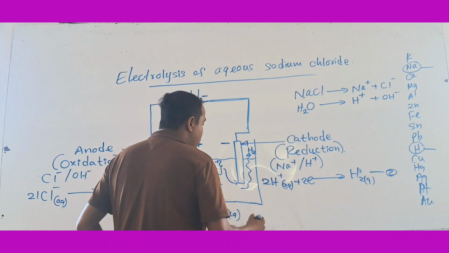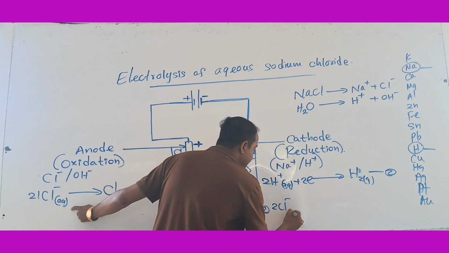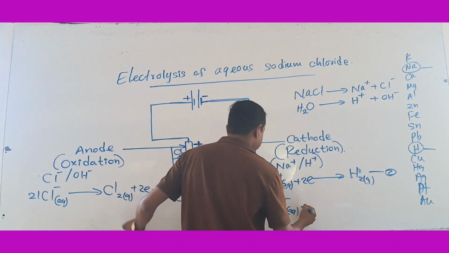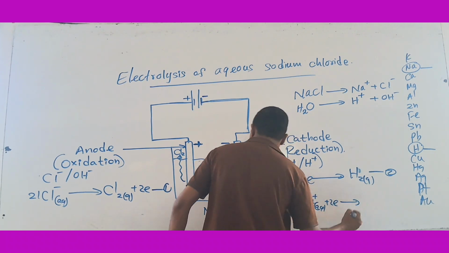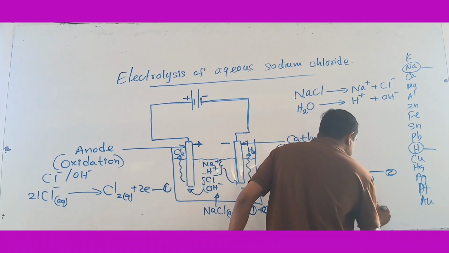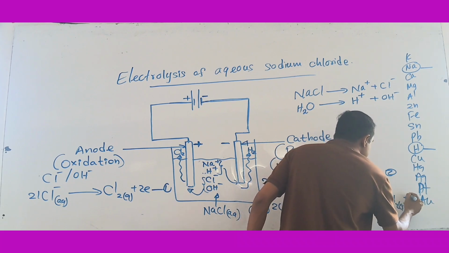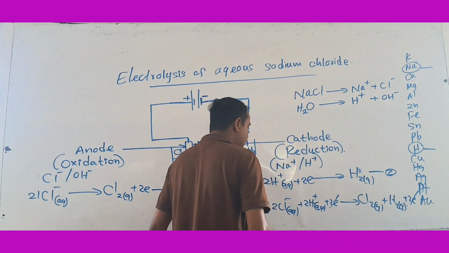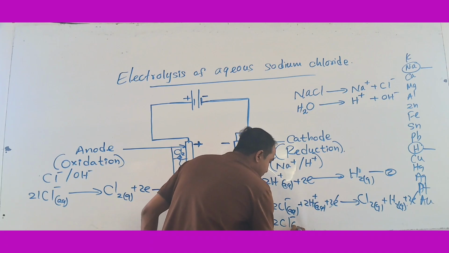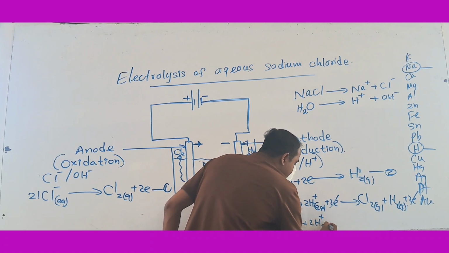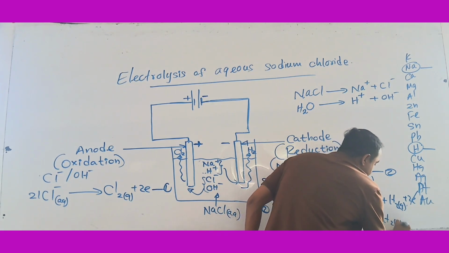Addition of equation 1 and 2 gives the redox reaction. Equation 1 is 2 chloride ions (aq) forming chlorine gas and 2 electrons. Equation 2 is 2H plus (aq) plus 2 electrons forming hydrogen gas. The 2 electrons can be cancelled. The redox reaction can be written like that: 2 chloride plus 2H plus form chlorine gas and H2 gas.